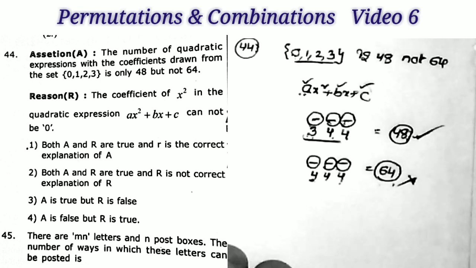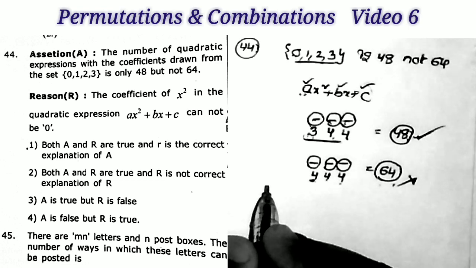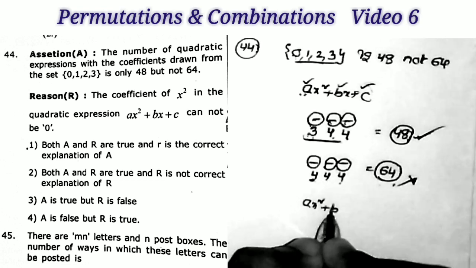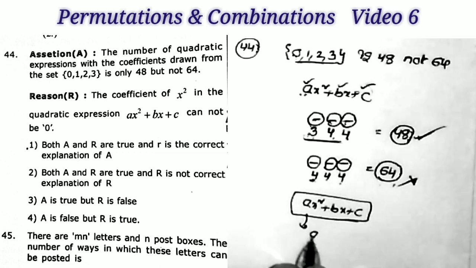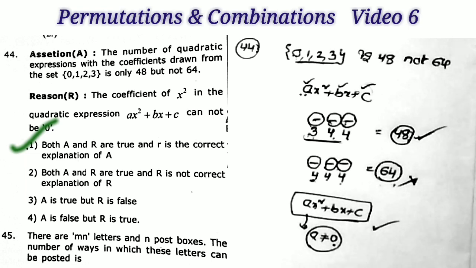Okay. Now see the reason: the coefficient of x square in the quadratic expression cannot be 0. Of course, this is also correct. In the expression ax square plus bx plus c, the quadratic expression, the value of a cannot be 0. A not equal to 0. A must not equal 0. Okay. So this is also the correct statement. Therefore, the answer is both A and R are true, and R is the correct explanation of A, and that is the first option. Okay. Both of the statements are true here. That is the first option.